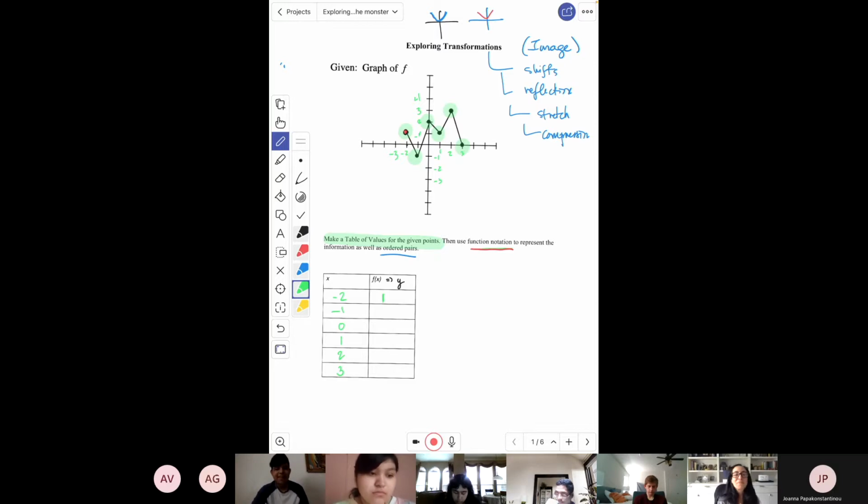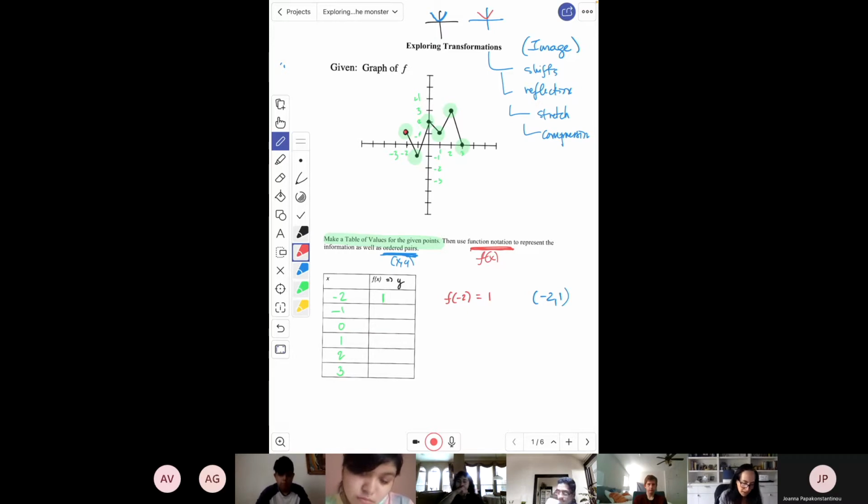Okay, so do you see how I'm filling out a table of values? When x is -2, y is 1. If I wanted to represent it using function notation, remember we would say f evaluated at -2 would be 1. And if I wanted to write it as an ordered pair, the ordered pair would be x -2, y 1, right? So the ordered pair is written as an x and y value. Function notation is f of x, right?